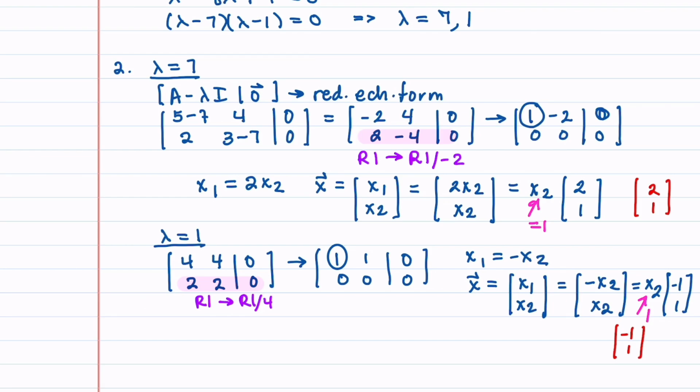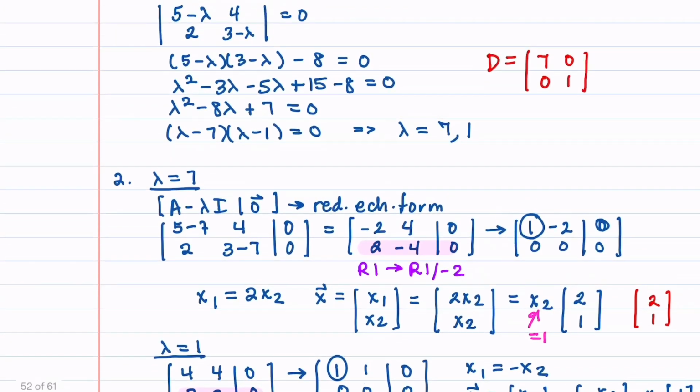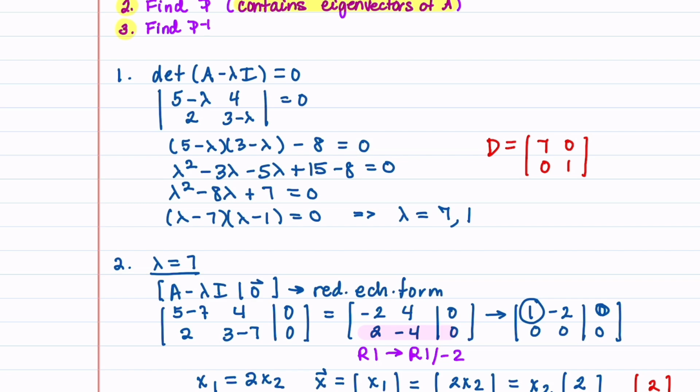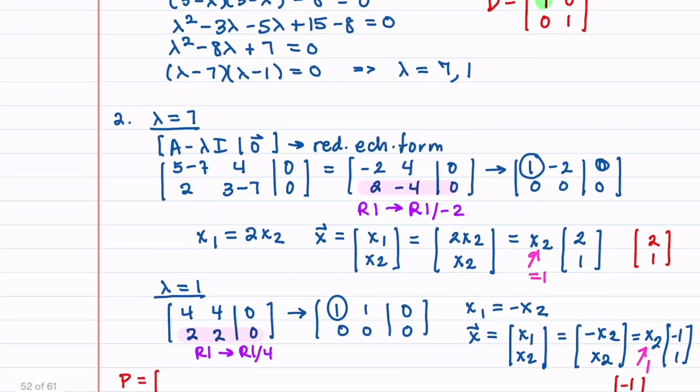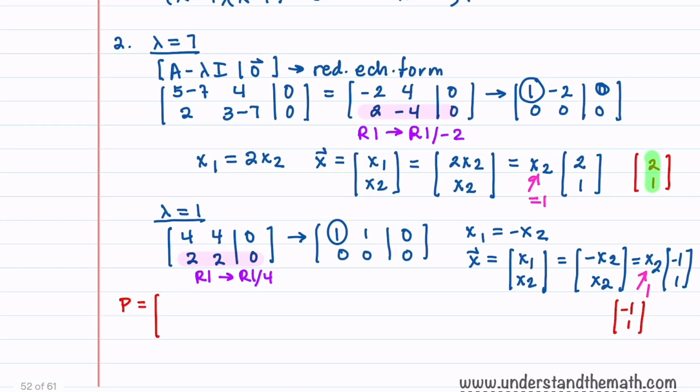Now we can go ahead and write down our P matrix. The only thing that we have to be really careful about is, let's go back up to D. Do you see that 7 is in our first column? So that means the eigenvector corresponding to our eigenvalue of 7 also has to be in the first column. So that's this one right here, and we have to put that in our first column. So 2, 1, and then the other one goes in our second column.